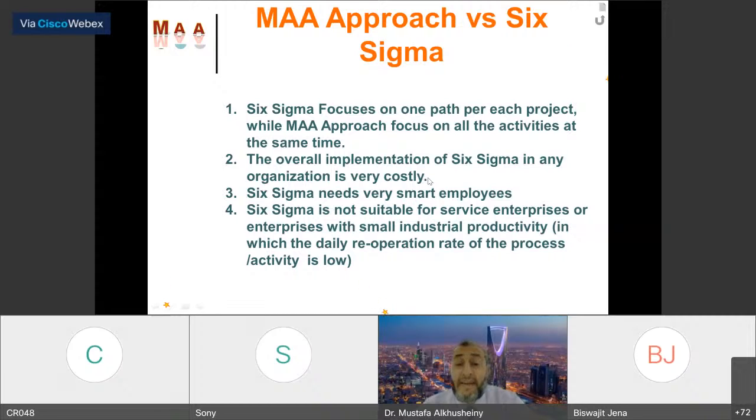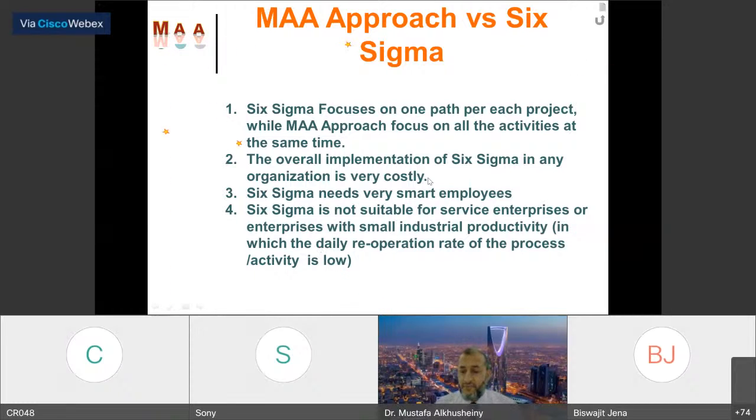Six Sigma needs very smart, highly educated employees, while my approach needs normal employees. Six Sigma is not suitable for service enterprises or enterprises with small industrial productivity, in which the daily repetition rate of the process is low. While my approach is suitable for all types of industrial productivity or service organizations.